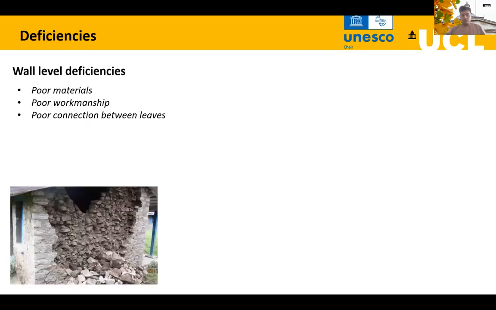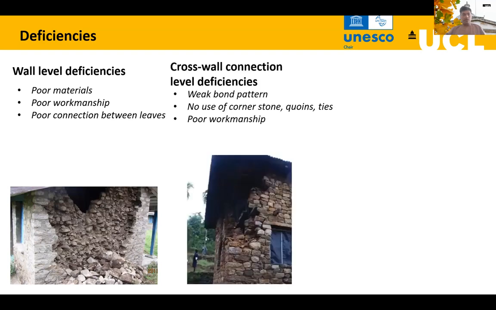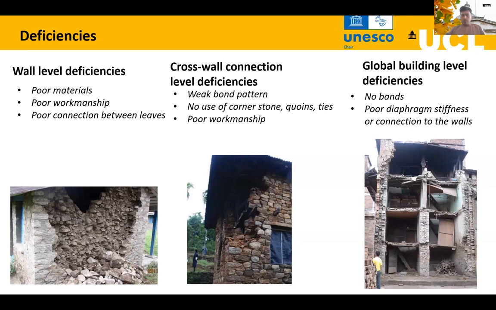So the deficiencies we saw yesterday are at 3 levels: wall level deficiencies, as you can see, and then cross wall level deficiencies, and the global deficiencies. And we will see the strengthening targeted for each of these 3 levels of deficiencies in masonry buildings.